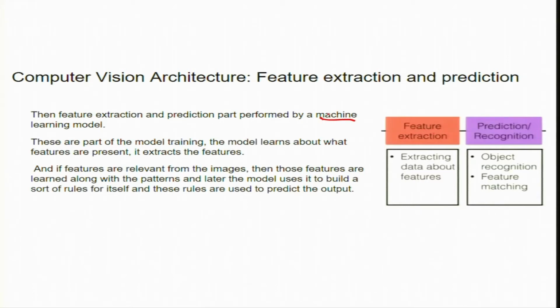For that you have to finalize which machine learning model you are going to apply on a data set for computer vision. So, these are the parts of the model training. The model learns about the features which are present to distinguish between the cat and the dog, and it will extract the features. If it is deep learning, then these features are automatically learned. If it is a machine learning algorithm, then the data scientists have to do feature engineering and identify what features are important to classify whether it is a cat or a dog.